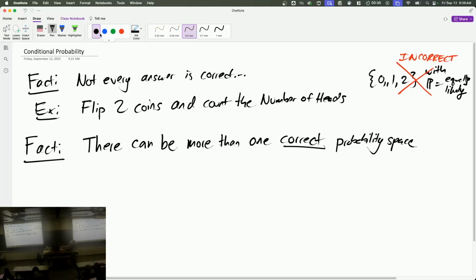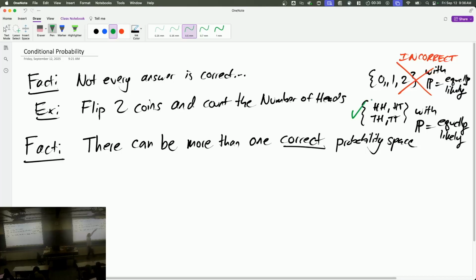The correct answer is to do this one: heads heads, heads tails, tails heads, and tails tails with the equally likely probability. That one is correct, so this one is a big check mark. And the reason is there is a symmetry between sides of the coin. The head side and the tail side, we know from our experiences in real life, are symmetric and should be interchangeable.